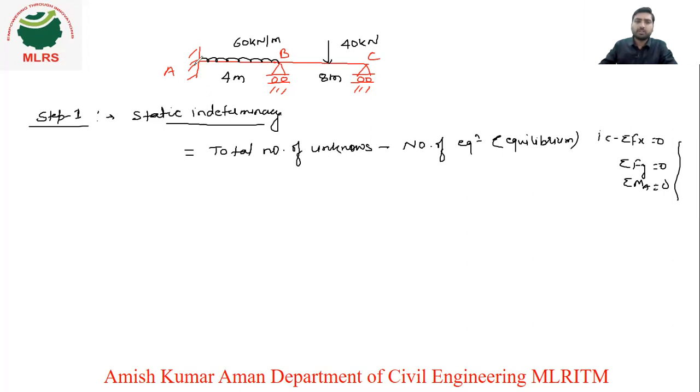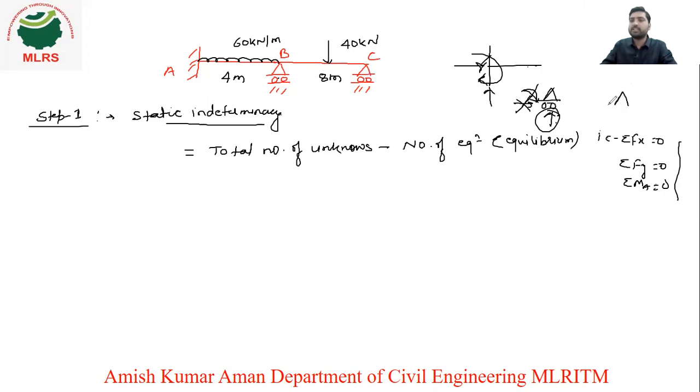So what is the total number of unknowns? You know, for a fixed support, there are three unknowns: horizontal, vertical, and a moment. So here there are three. If this is a roller, then only vertical is unknown, because only one reaction will occur, that is the vertical reaction. There will be no horizontal reaction and no moment, right? So only vertical, so one. For this also one, and this is also a roller, one.